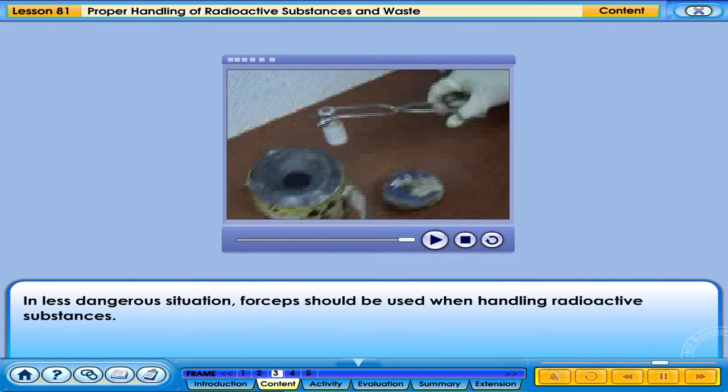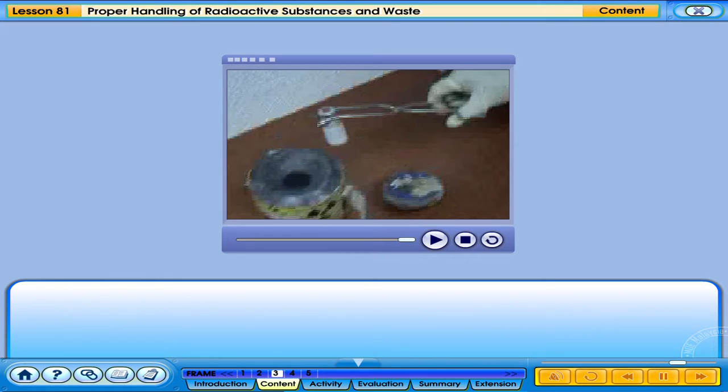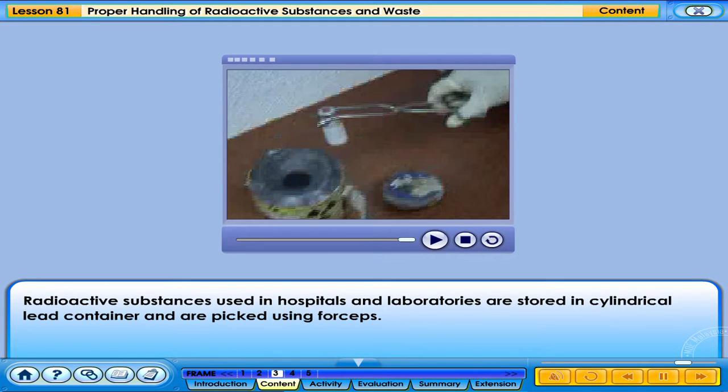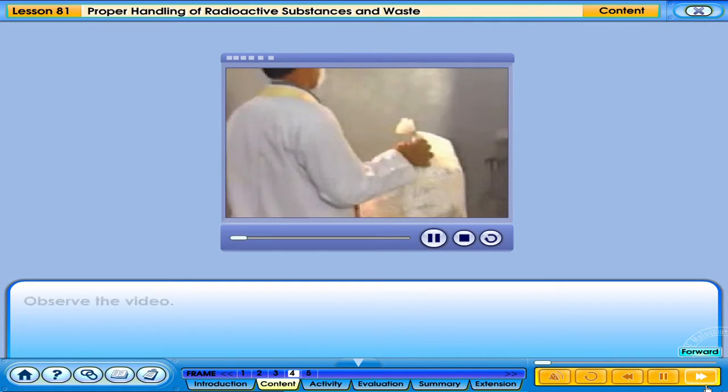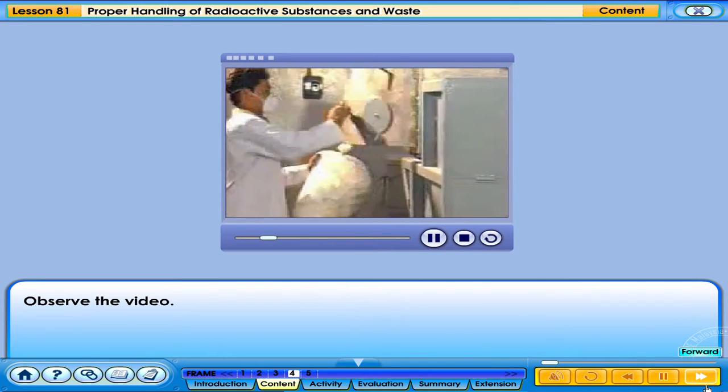In less dangerous situations, forceps should be used when handling radioactive substances. Radioactive substances used in hospitals and laboratories are stored in cylindrical lead containers and are picked using forceps. The radioactive substances should not be placed too close to the body. Observe the video.